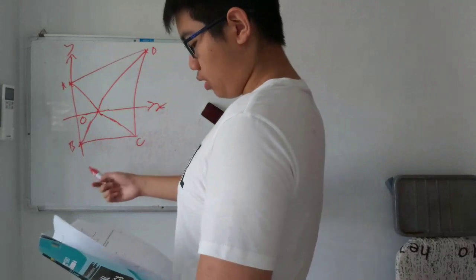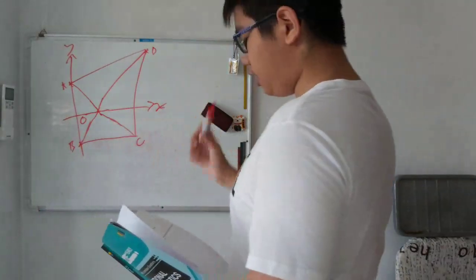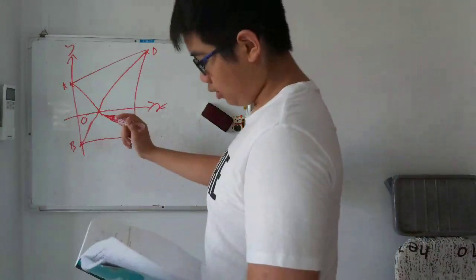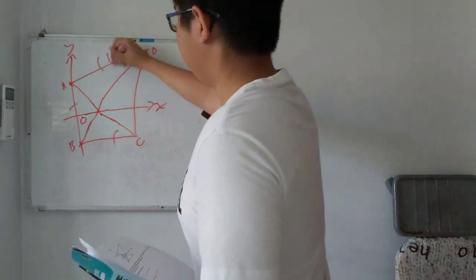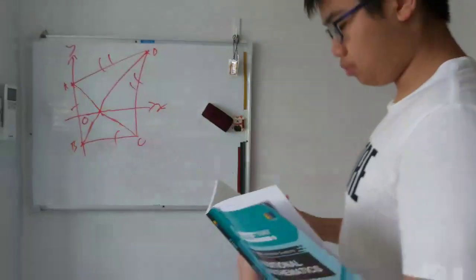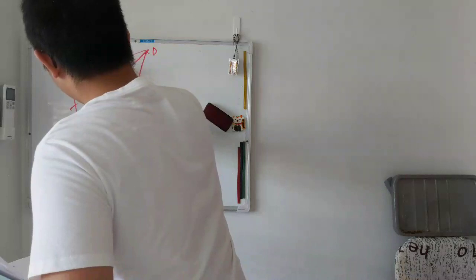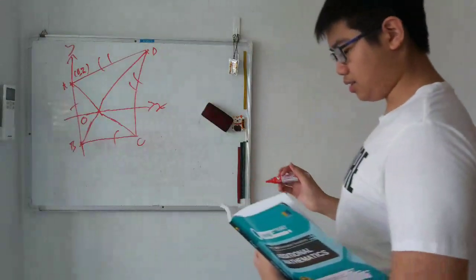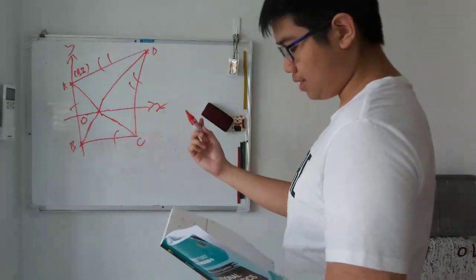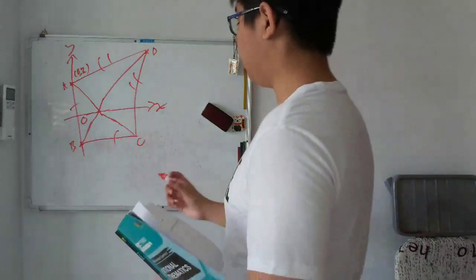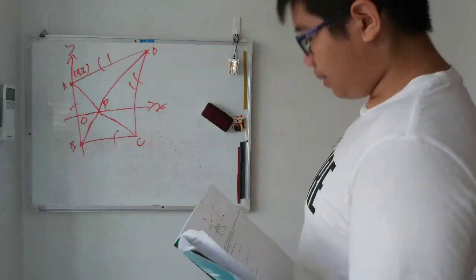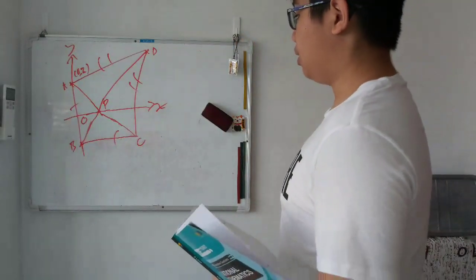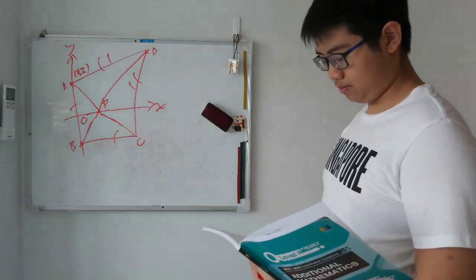So the diagram shows a kite ABCD in which AB is equal to BC, let's write that, and AD equals DC. The points A (0, 2), so this is (0, 2), and B lie on the y-axis. Diagonals AC and BD intersect at the point P on the x-axis, so it's here. Given that the length of AB is 4 units, explain why BC is parallel to the x-axis.